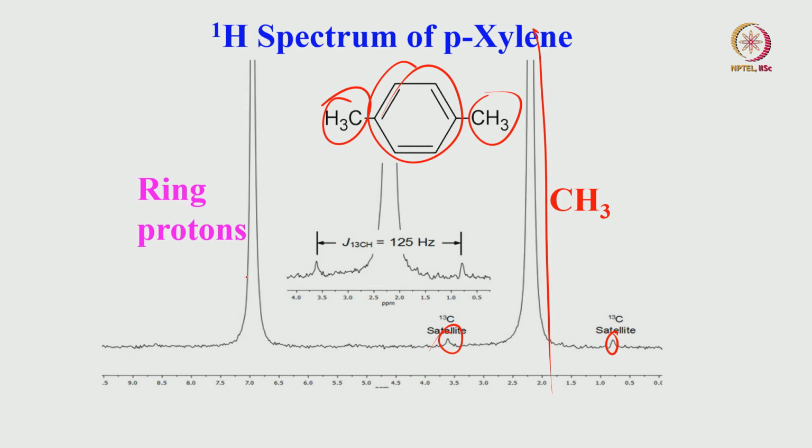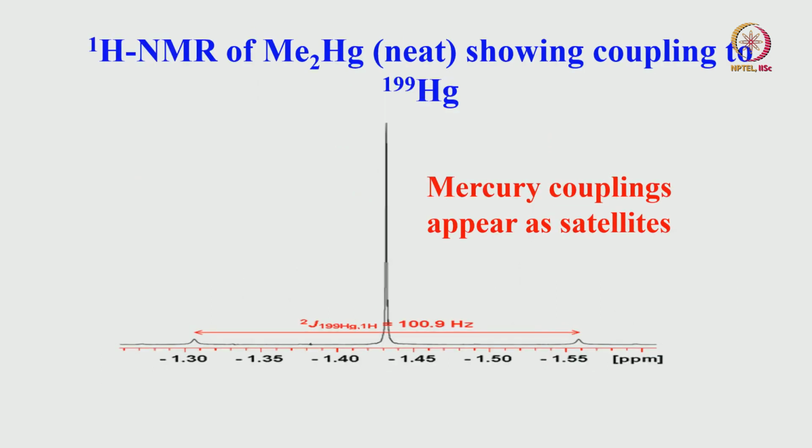Of course, here also if you carefully look, there are peaks which are not shown, but here very clearly visible. Okay. We can see that and measure the separation, you can get SiH coupling. This is from the ring proton, this is from the CH3 proton, and carbon 13 satellites are there. So, carbon 13 satellites we saw, silicon satellites we saw, selenium satellites we saw.